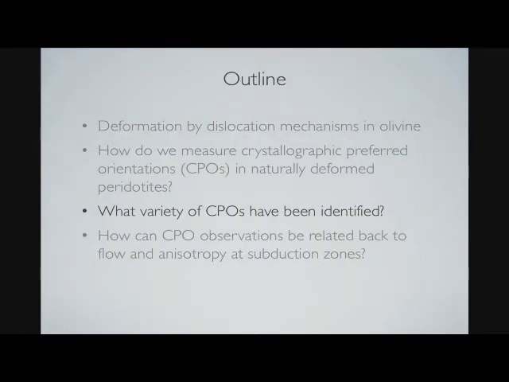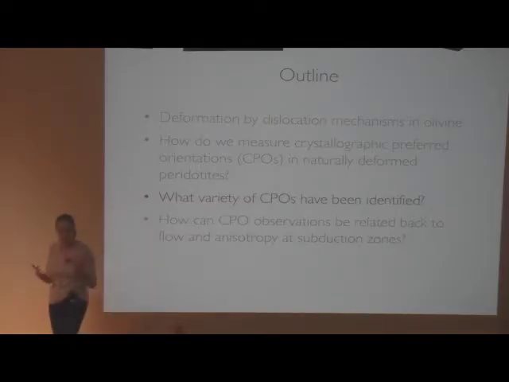Okay, so that was kind of the nuts and bolts of how we get at CPOs and what the limitations are in the field samples we can get, and what the measurements are that we're making in the lab of these samples. And so then I start out by saying, initially everybody said, well, there's kind of this easy slip system in olivine, that's the dominant fabric that we see, and then there's been a lot of back and forth about other types of slip systems that might occur. And so I want to look at that in a little bit more detail.